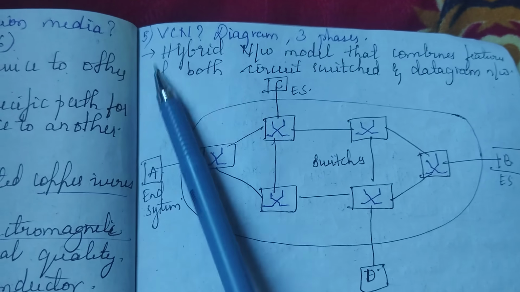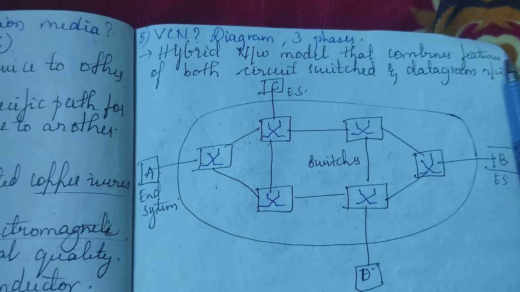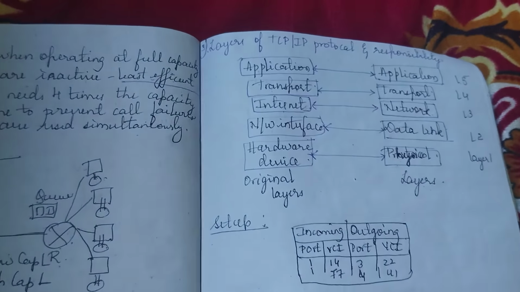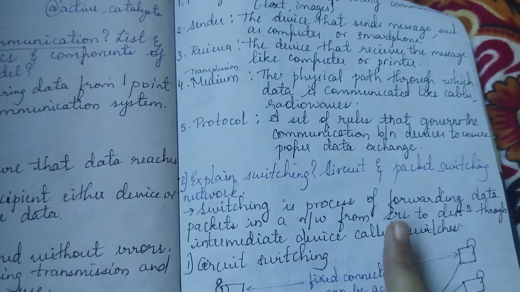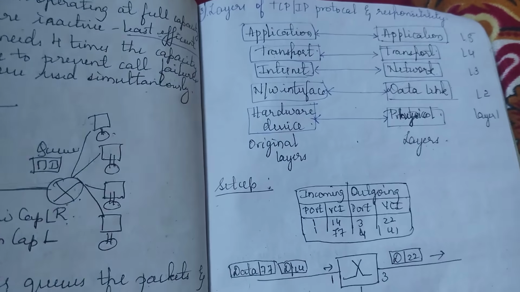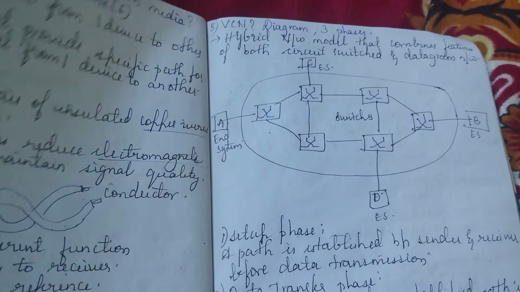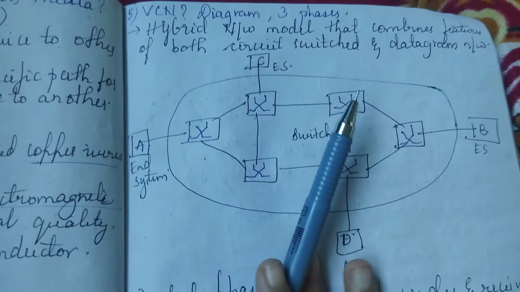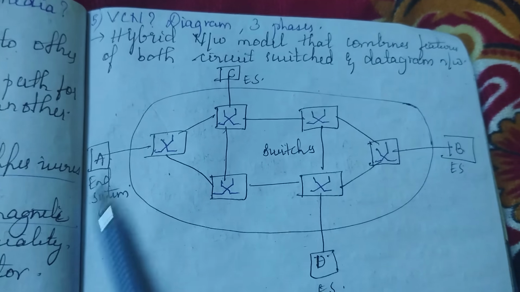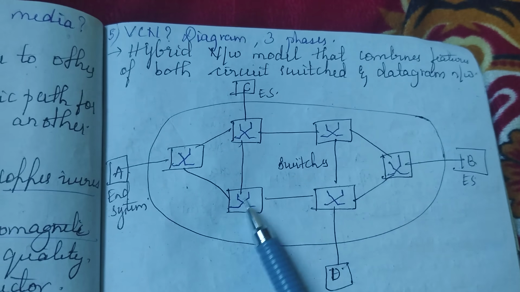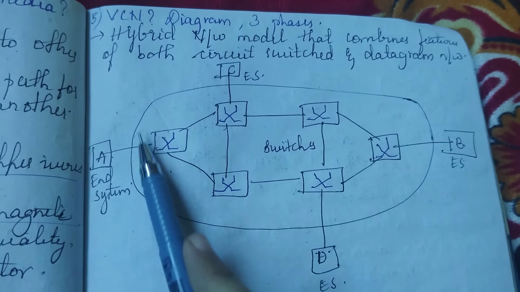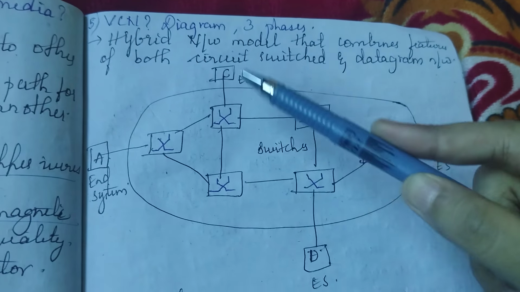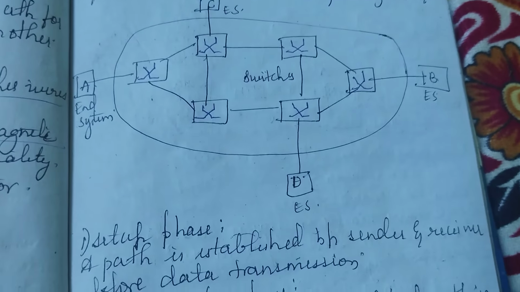It is a hybrid network model that combines the features of both. What did we study? 2 kinds of networks. Can you remember? Yes, that is circuit and packet, right? If you combine both, you will get one kind of thing, that is VCN, virtual. How to draw this is again simple. Draw a hexagon. On all the edges you just put the switches, and these all are end systems: A, B, C and D.